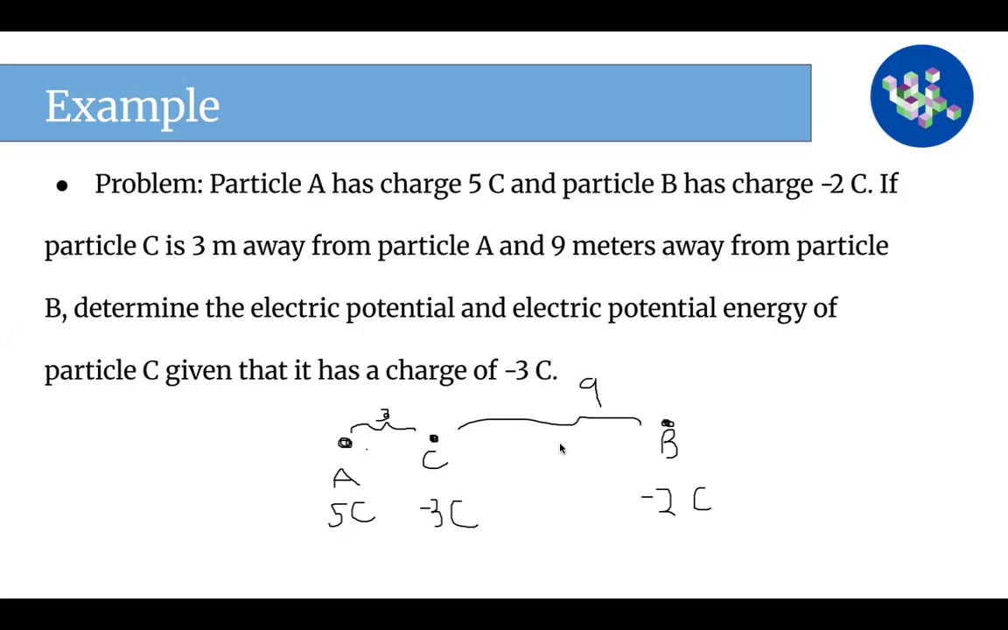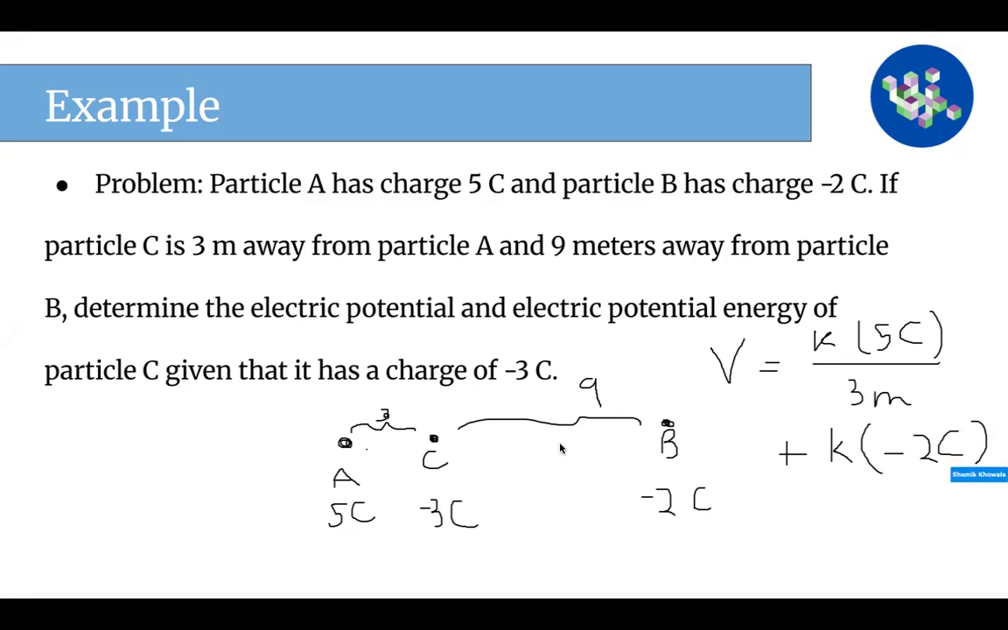Jacob, can you tell me the expression for electric potential at C? It should be K times 5 coulombs over 3 meters. And then the other one should be K times -2 coulombs over 3. Over 3? Wait, is it? Oh, never mind, 9 meters.